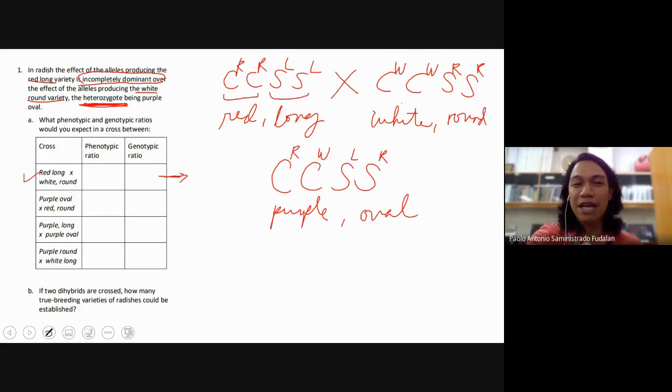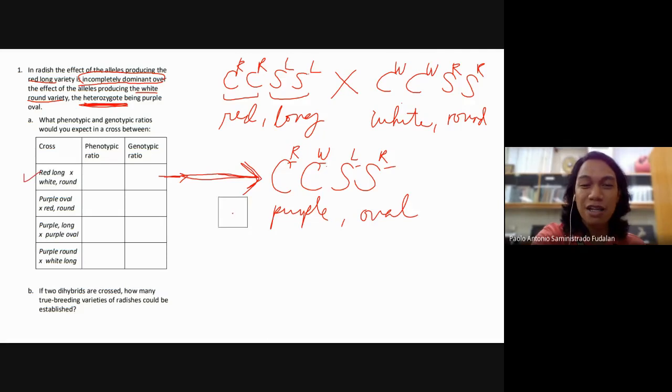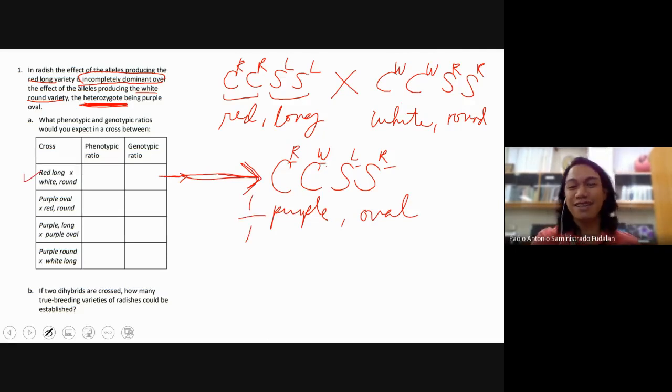So take note, one of the parents is all R in terms of color, and the other parent is all W. So they can only contribute those alleles. Therefore, the offspring should be similar to what we have here. A combination of R and W for color, and then L and R for shape. And this is going to be purple oval. So the phenotypic ratio will be all, or 1 over 1, purple oval. And the genotypic ratio would also be 1 over 1, CR, CW, SL, SR.